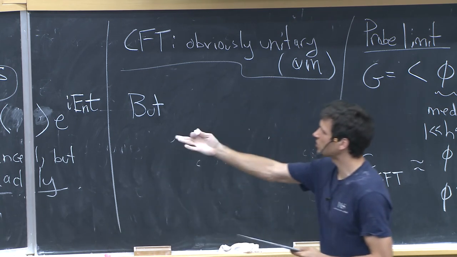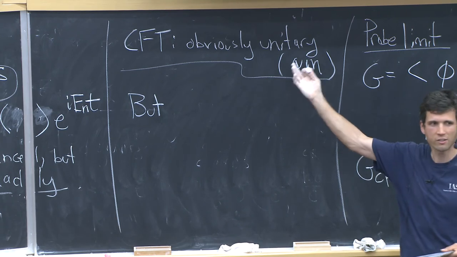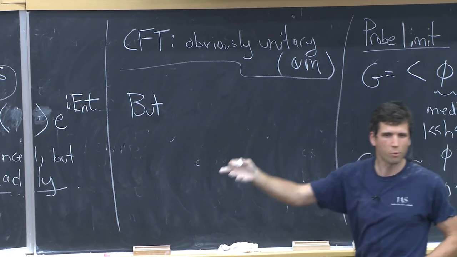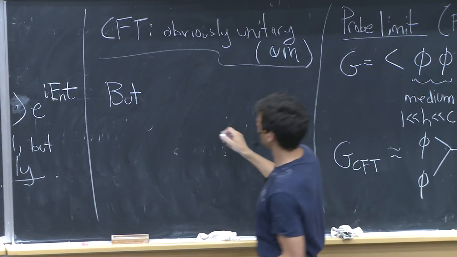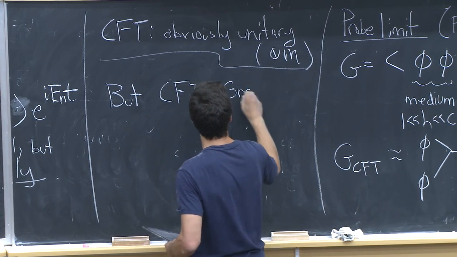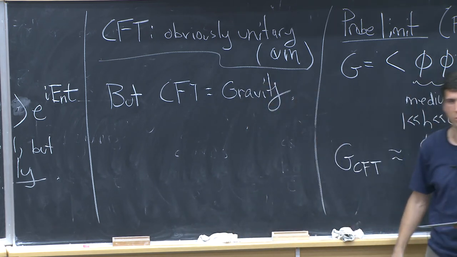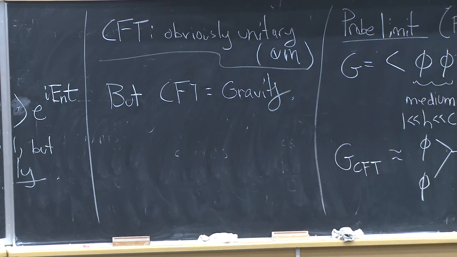So the gravity seems to lose information. You can see this in the correlation function. The CFT clearly does not lose information, but we just showed that they're equal, right? We just showed that the correlation functions in CFT and gravity are equal. So clearly there's some tension here.